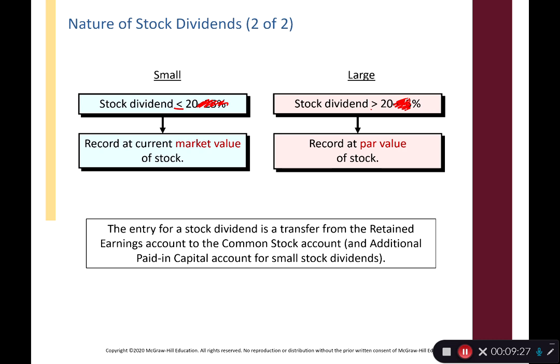The entry for a stock dividend is simply a transfer from one equity account to another. All we're doing is moving money from retained earnings to additional paid-in capital and common stock. That means that the net effect of a stock dividend is zero.